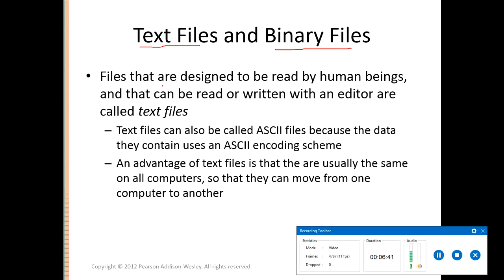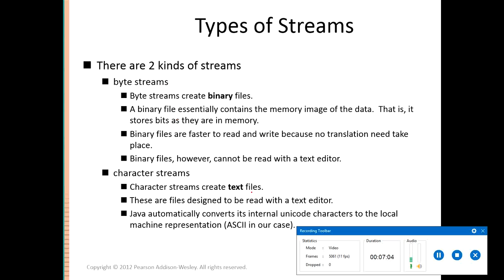So the files that are designed to be read by human beings and that can be read or written with an editor are called text files. Text files can also be called ASCII files because we use the ASCII coding scheme for converting the data. Advantage of text files is that they are usually the same on all computers, so that they can be moved from one computer to another.